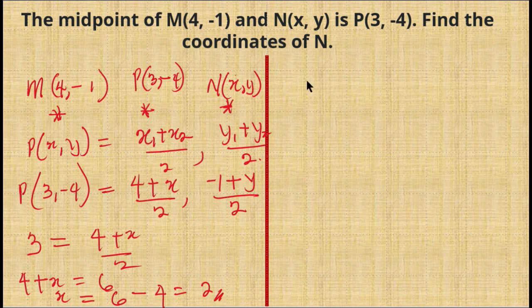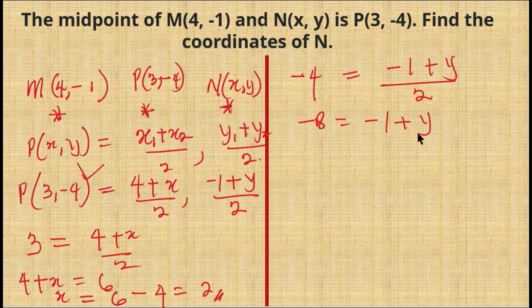And for y, we can replace this -4, taking -4 from here, will be the same thing as (-1 plus y) over 2. So that's -4 times 2, here is -8, equals -1 plus y. -8 plus 1 crosses to this side to become positive, equals y. Obviously, -7 equals y.